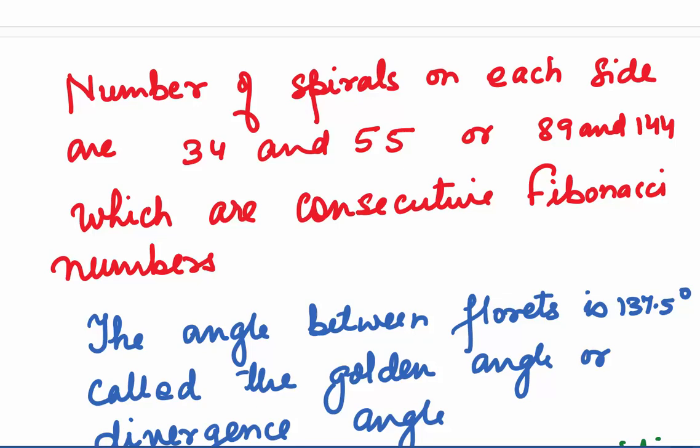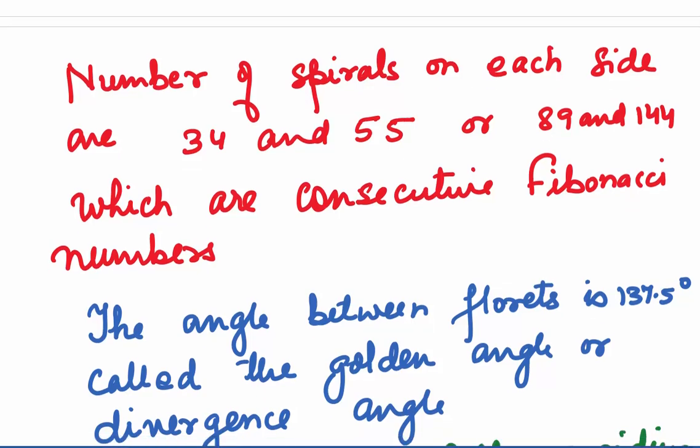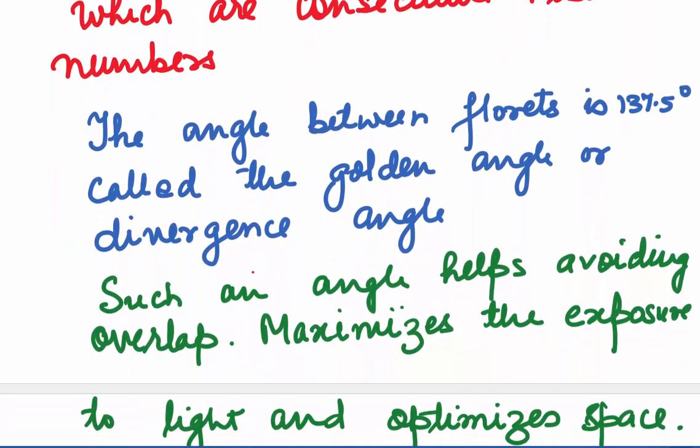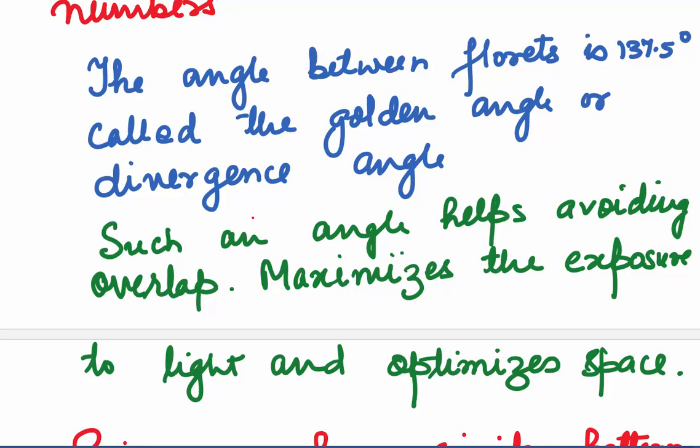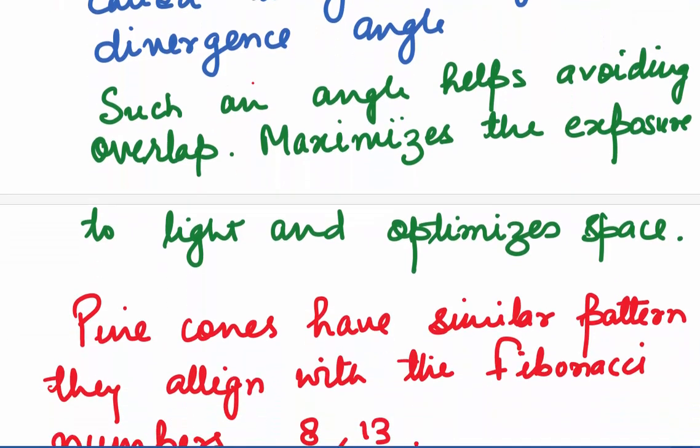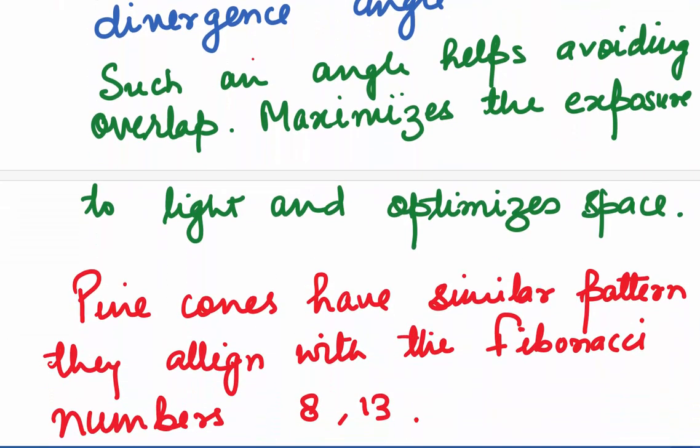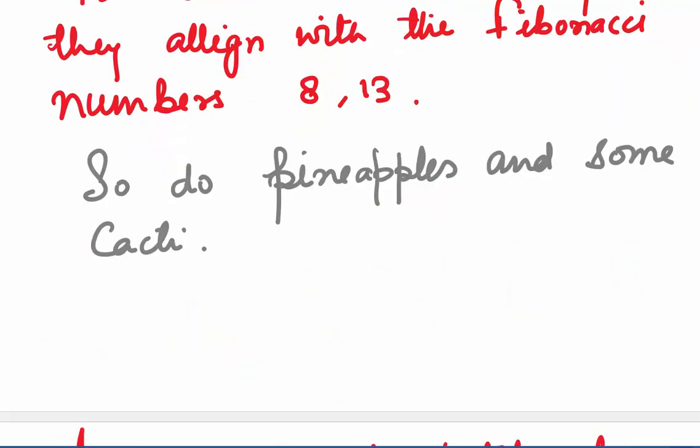You can see these are all consecutive Fibonacci numbers, and the angle between the florets is 137.5 degrees. It's called the golden angle or the divergence angle. Such an angle helps avoid overlap, and it maximizes the exposure to light and optimizes the space. Pine cones have a similar pattern. They align with the Fibonacci numbers 8 and 13. So do pineapples and some cacti.